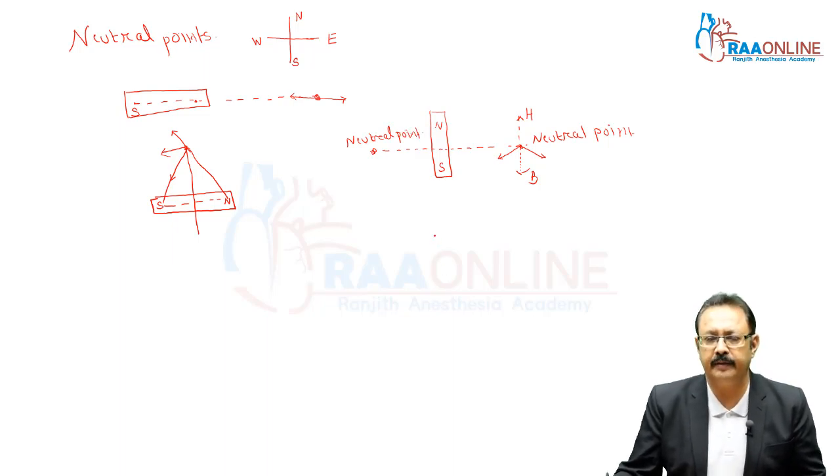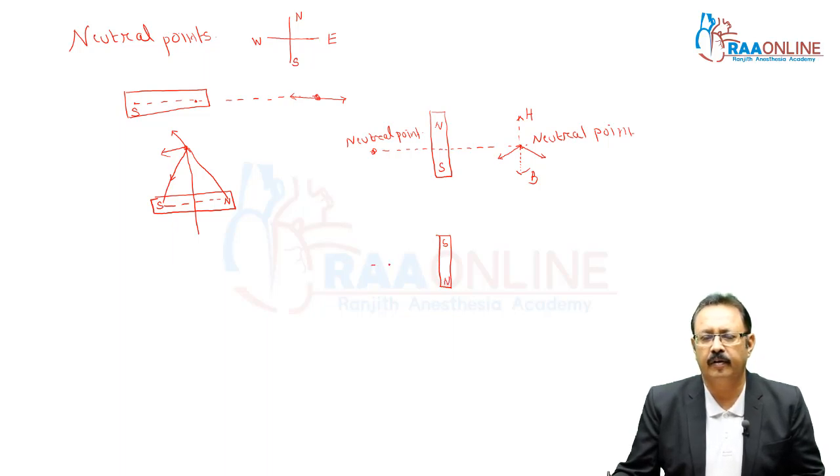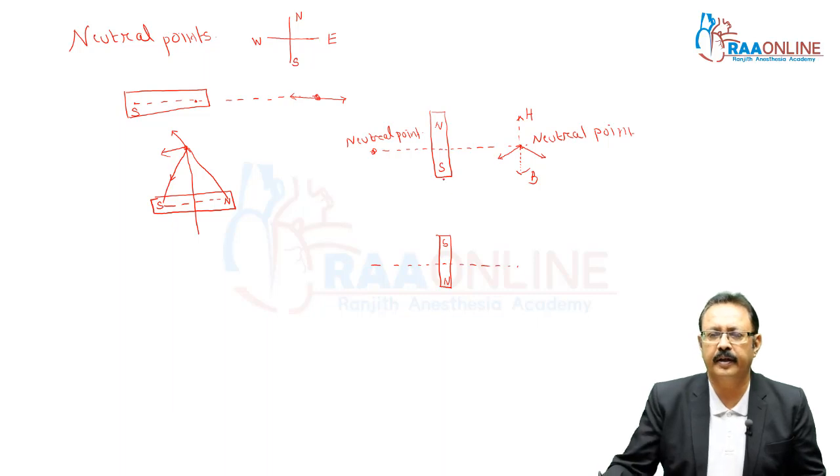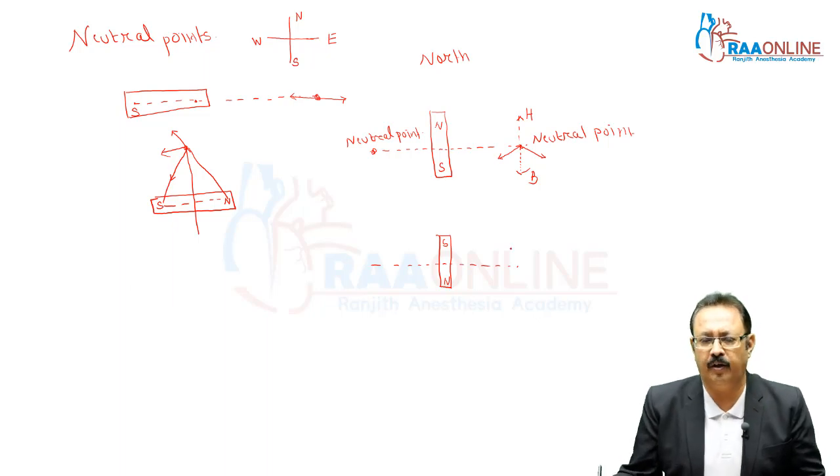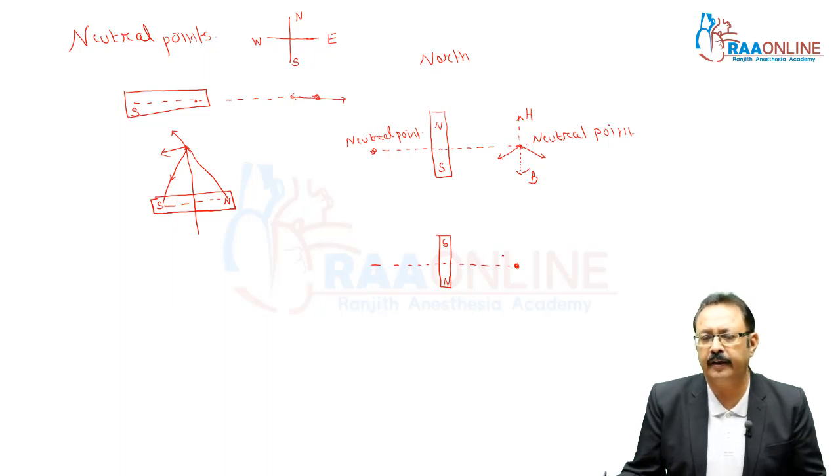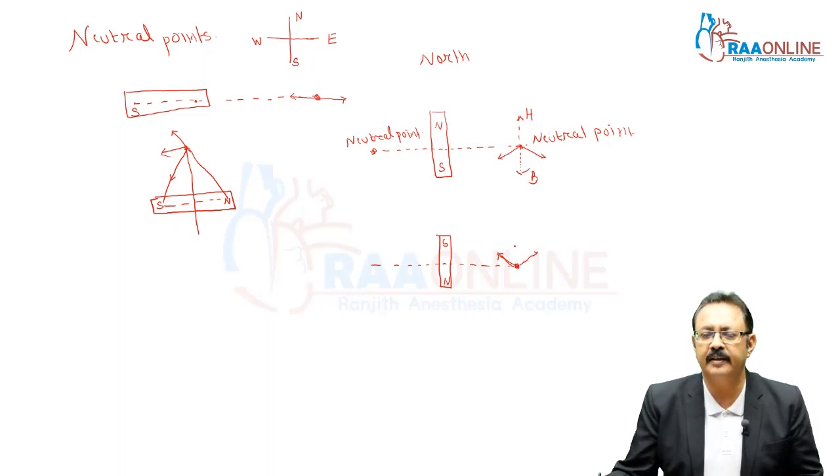But if I am keeping the south pole towards north, it is the north direction. Now the south pole is pointing north. I am assuming a unit north pole at this point. This south pole will attract and this north pole will repel, so the resultant is in this direction. It cannot cancel H now, because both are acting in the same direction.